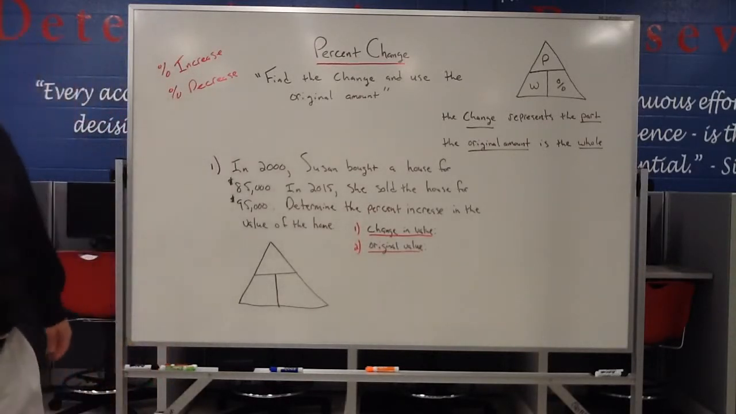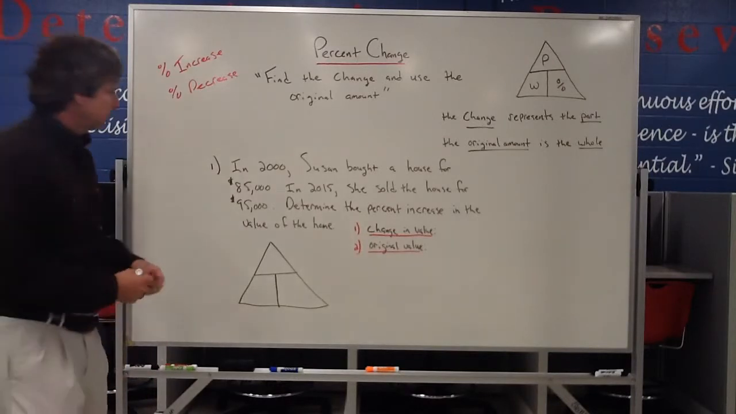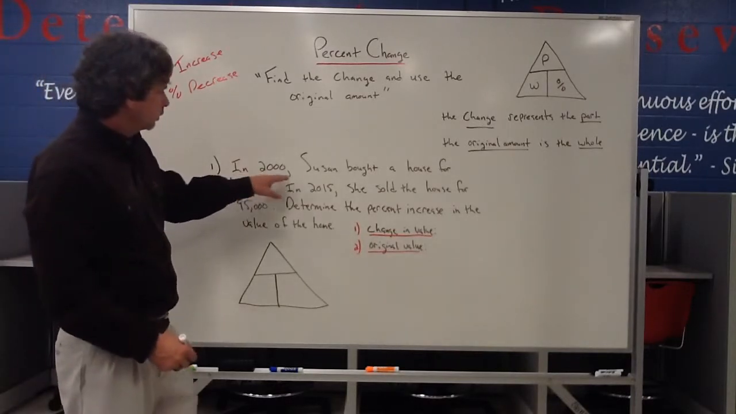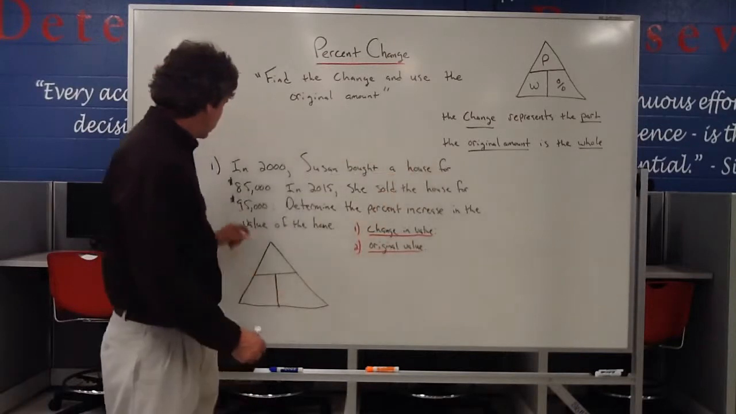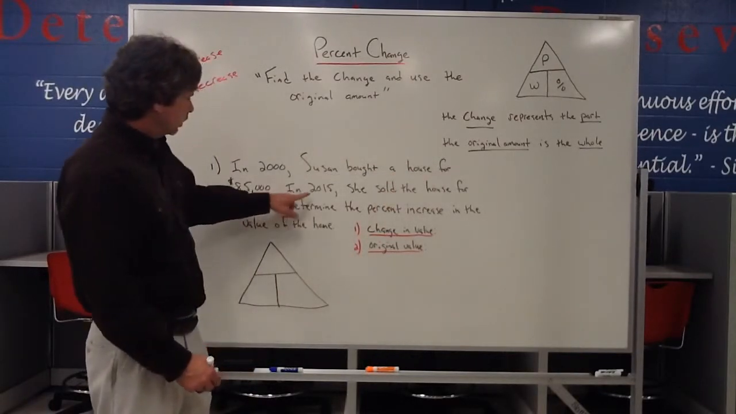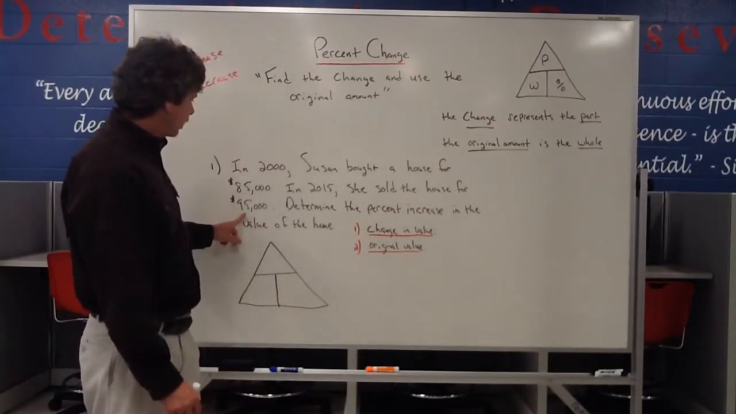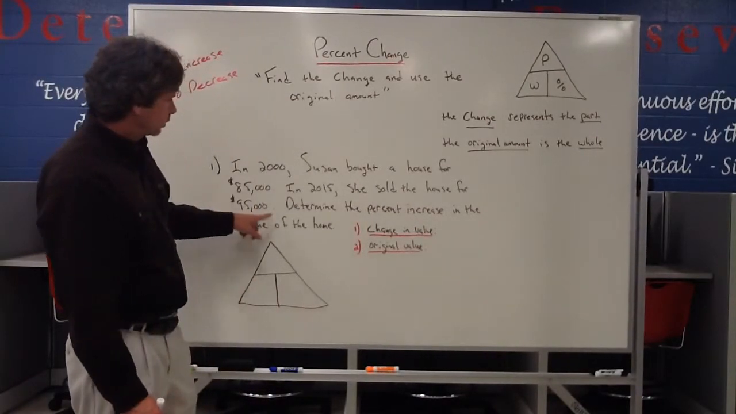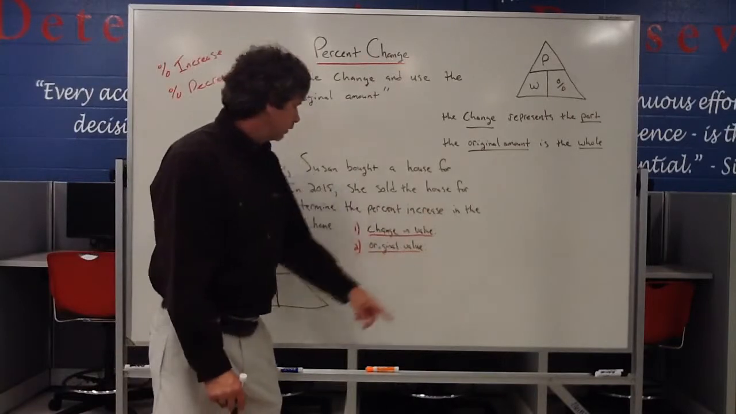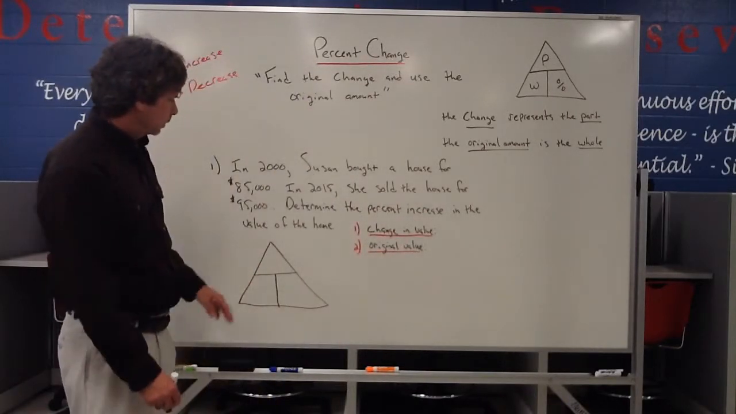So let's look at an example. In 2000, Susan bought a house for $85,000. In 2015, she sold the house for $95,000. Determine the percent increase in the value of the home.